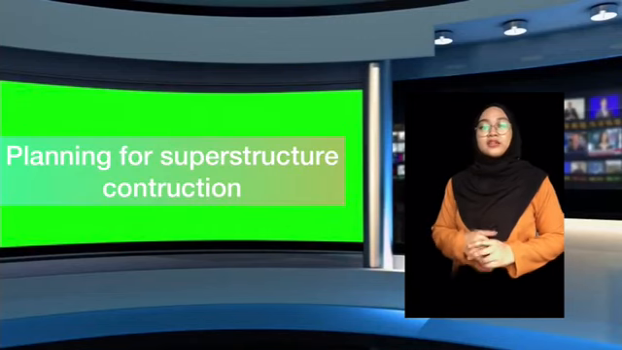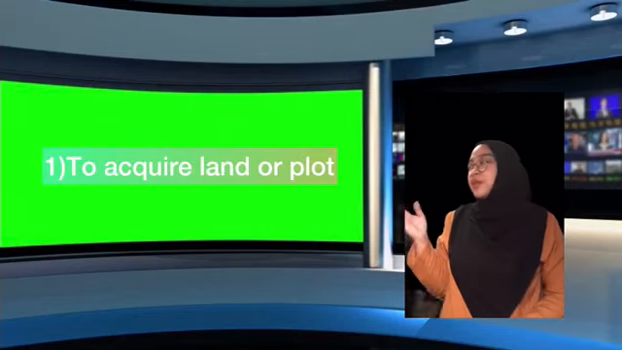For the planning of superstructure construction, there are five steps. The first is to acquire land or a plot. This is the most important step in building construction, and it requires searching for the location best suited for building construction purposes.